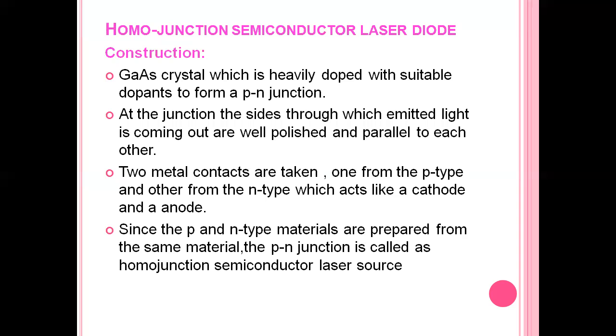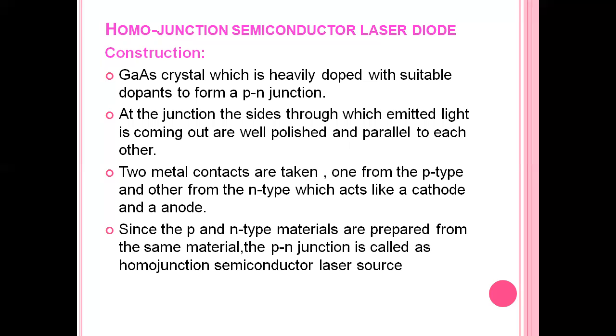Coming to the first type of semiconductor laser diode, that is the homojunction semiconductor laser diode. The name itself says that we take the same type of material for the fabrication of the P and N junction. Here it will be gallium arsenide. We take a gallium arsenide crystal, which is doped with suitable dopants so that p-type and n-type materials are formed, and they are joined together to form a p-n junction.